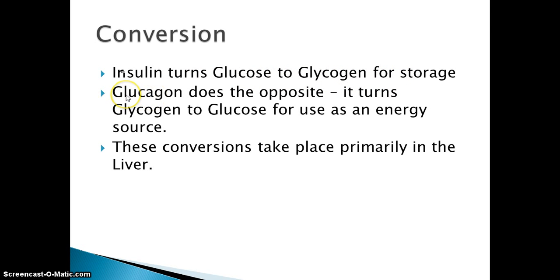Glucagon does the exact opposite. All right, so it turns glycogen to glucose for use as an energy source. So just know them two bits: insulin, glucagon, the difference between the two. And these are all primarily in the liver. That's where these conversions are taking place.